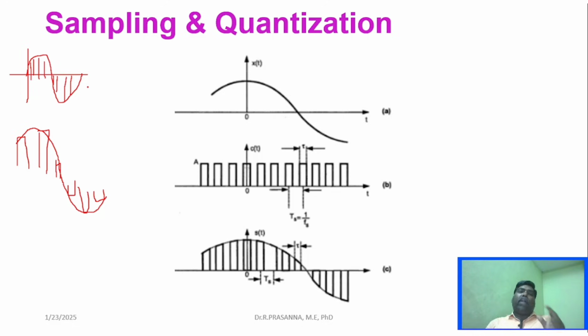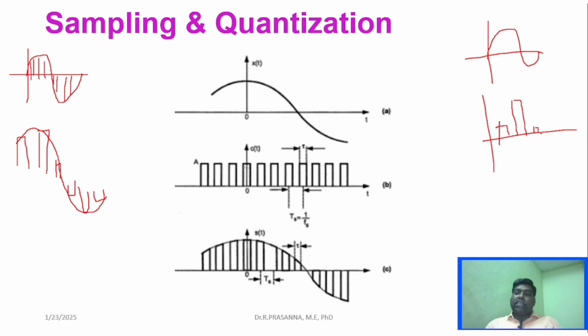So as of now, you have to understand sampling is the process of converting a continuous signal into discrete samples. If I take this as a signal, as I said, this is the continuous signal, and after sampling I will be getting discrete samples like this. And still, this is not a digital signal. This is just discrete samples.